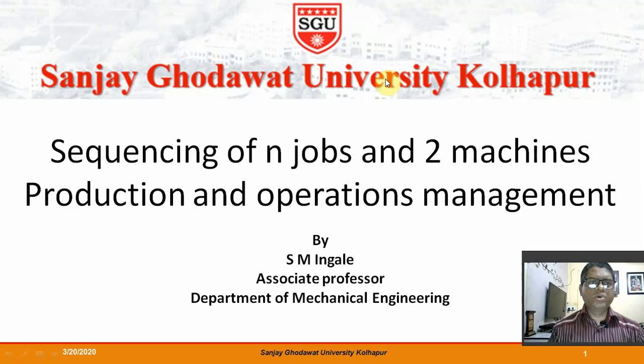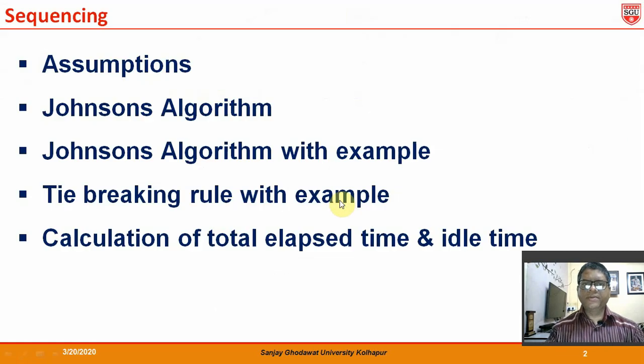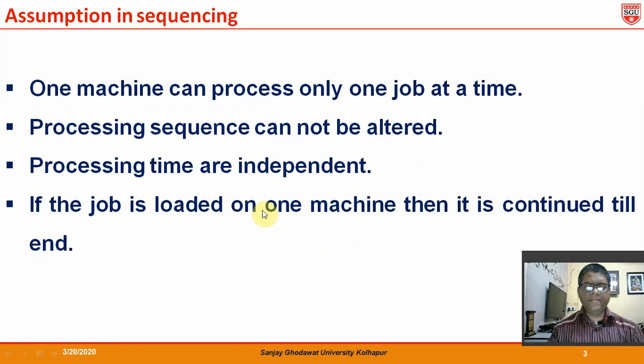So, in this video we will study sequencing of n jobs on two machines from productions and operations management. You see, in sequencing there are certain assumptions that we need to follow. Then for solving this problem we make use of Johnson's algorithm, and there are certain tie breaking rules which are very useful in breaking the tie, and at the end we will study how to calculate the total elapsed time as well as the idle time.